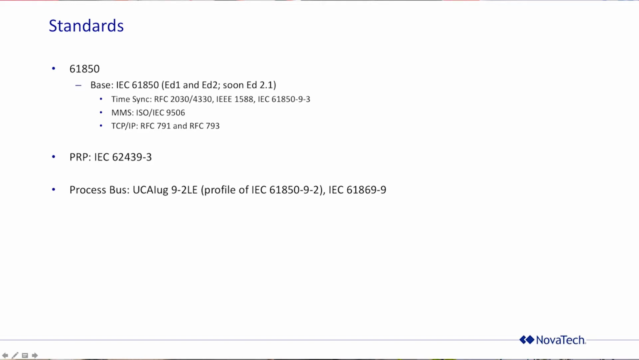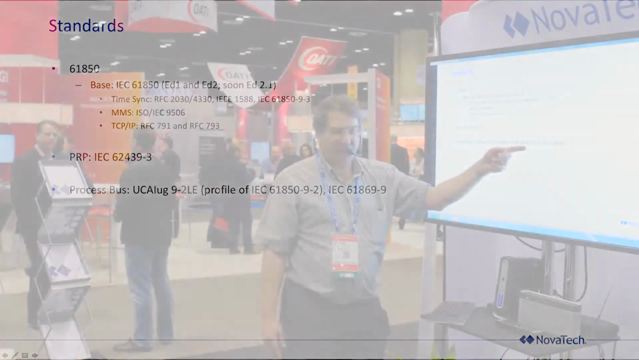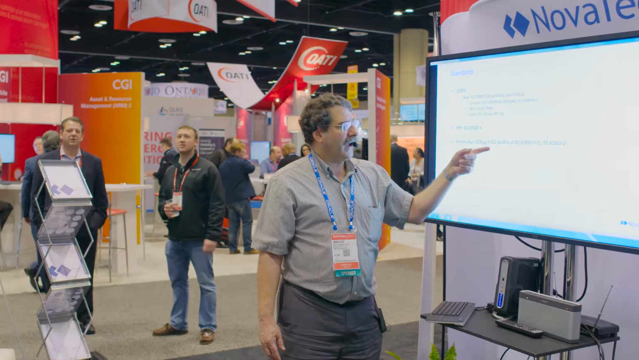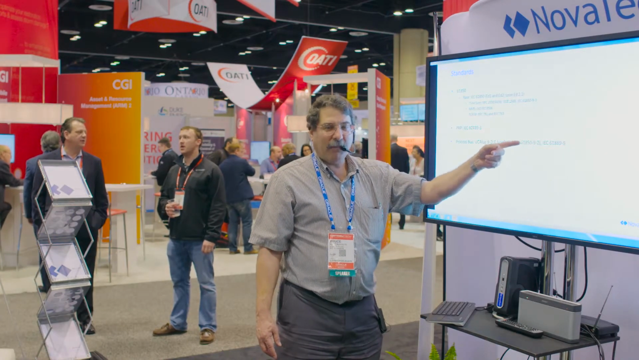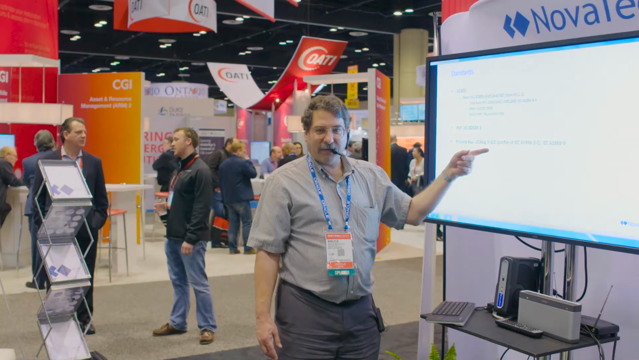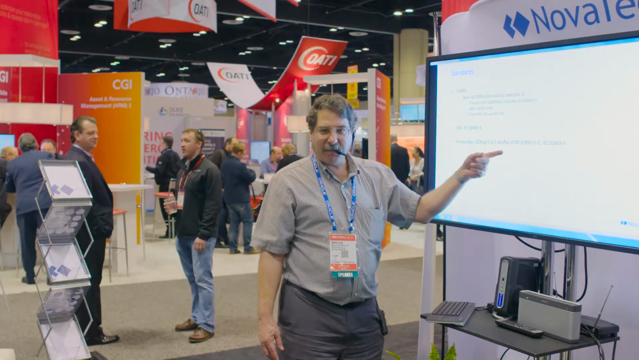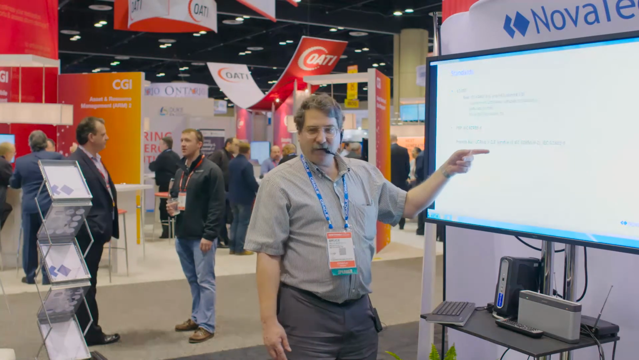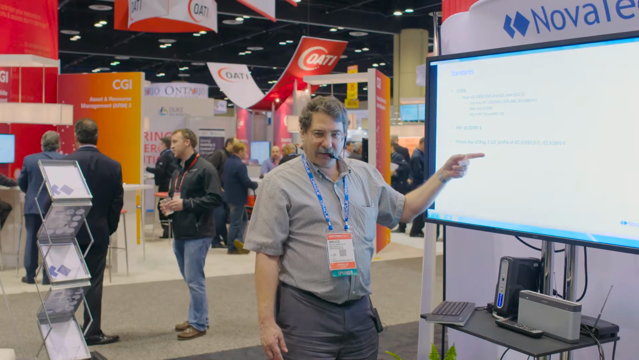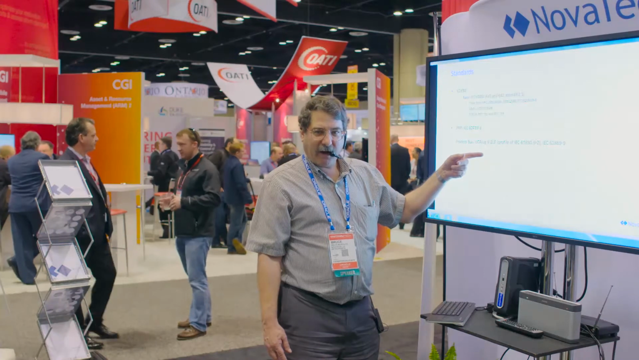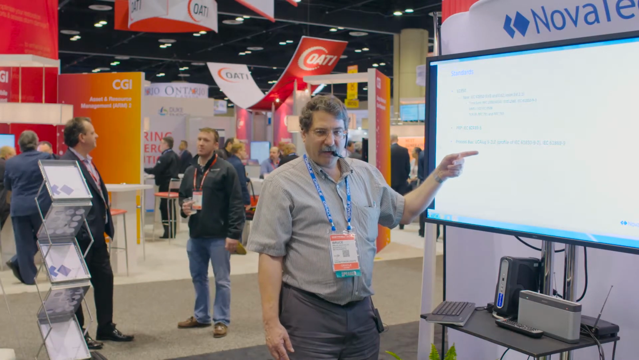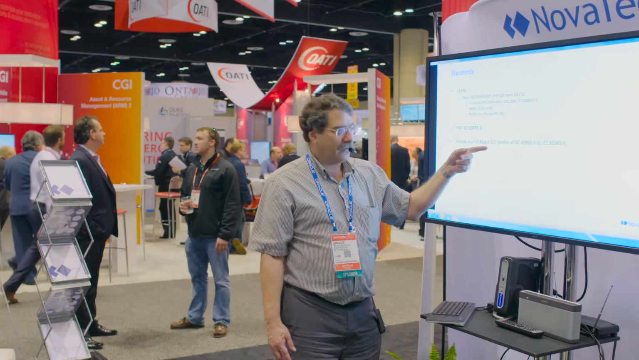For the process bus, we use the recommendation from UCA IUG called 9-2LE, which is a profile of 61850-9-2. It is 9-2, but we're again nailing down the parameters, so it becomes plug and play. For example, 9-2 says you can send samples out at any rate. 9-2LE tells you that rate for 60 hertz systems is going to be 4.8 kilohertz. For a 50 hertz system, it's going to be 4 kilohertz.